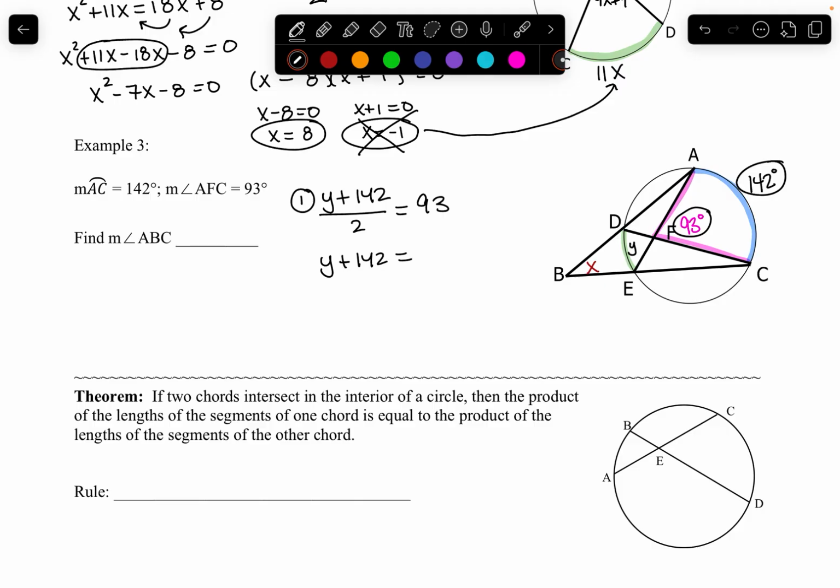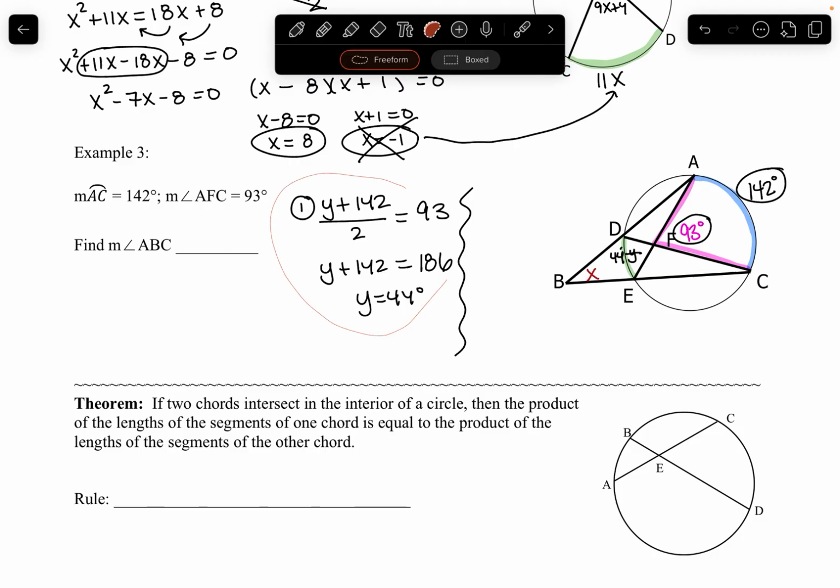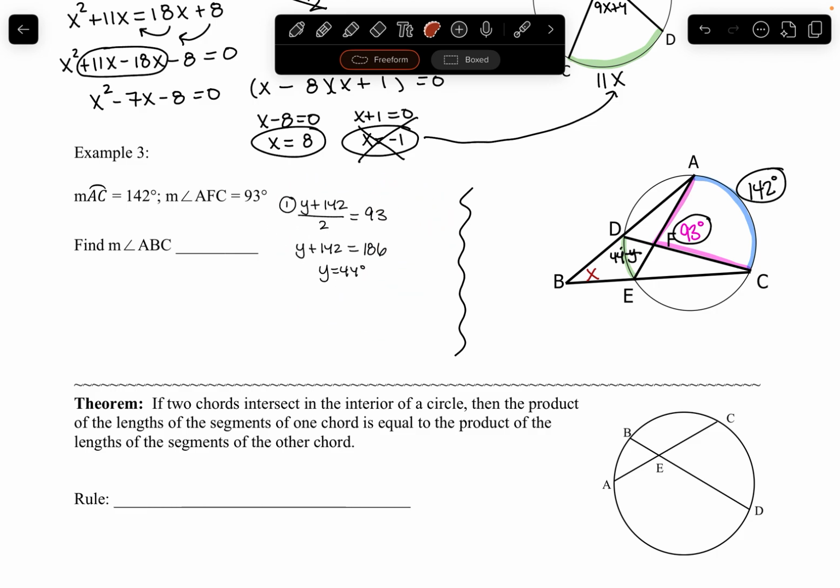Y plus 142 equals, whatever that is, 93 times 2 is 186. Subtract 142 from that, and I get that Y is 44 degrees. So that means that this arc right here is 44 degrees. So now that I know that, going to shrink this just a bit.